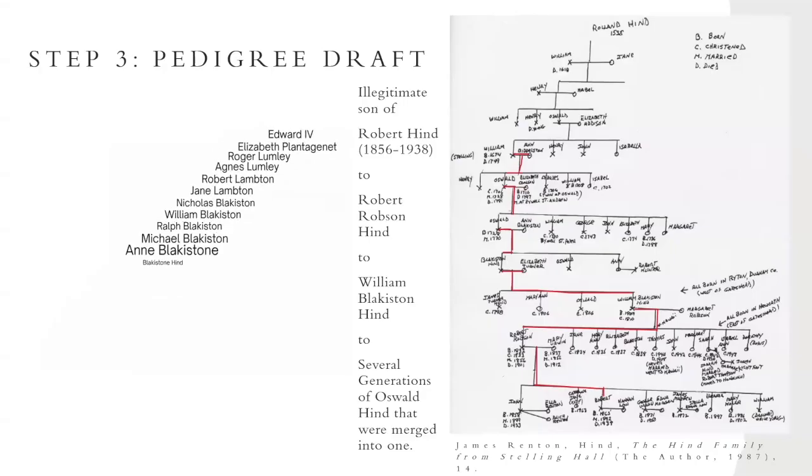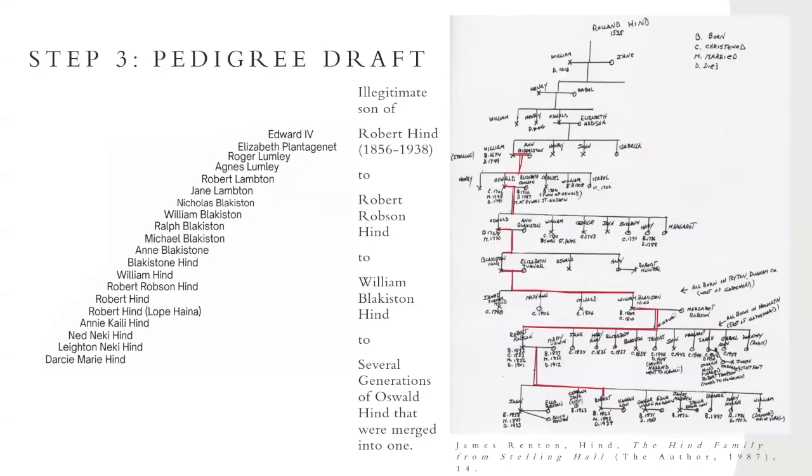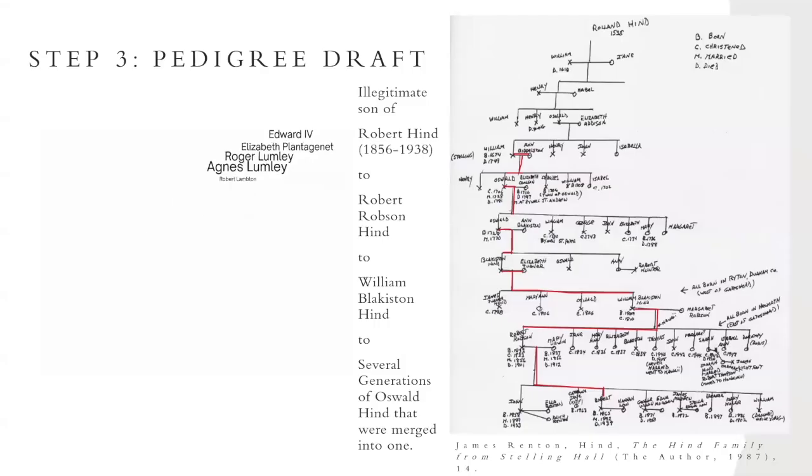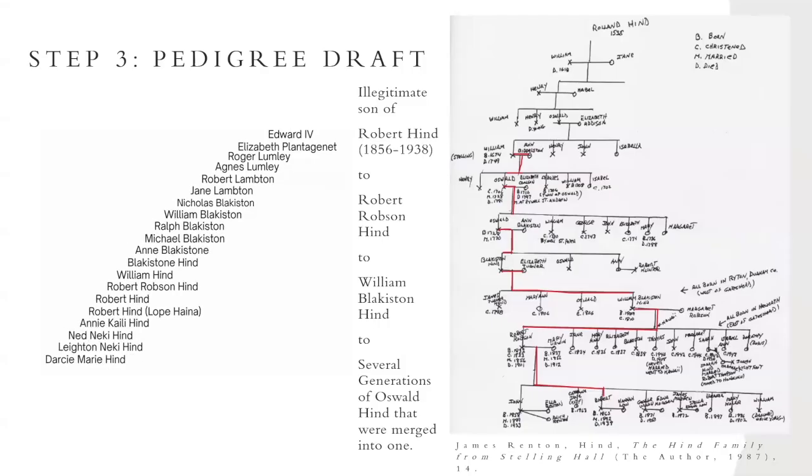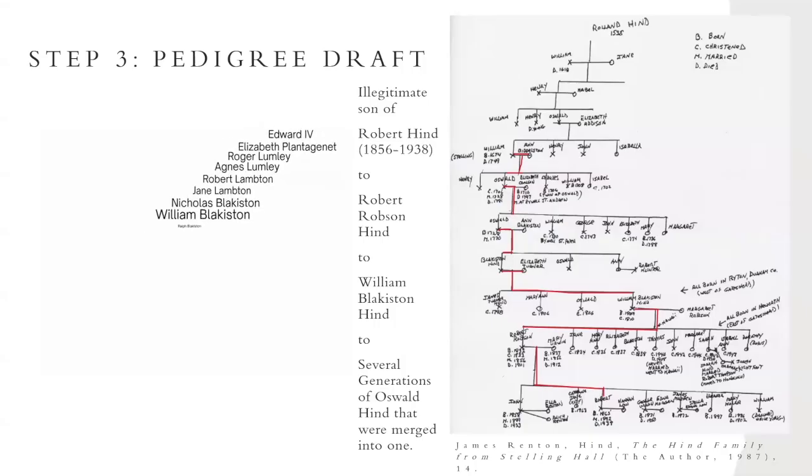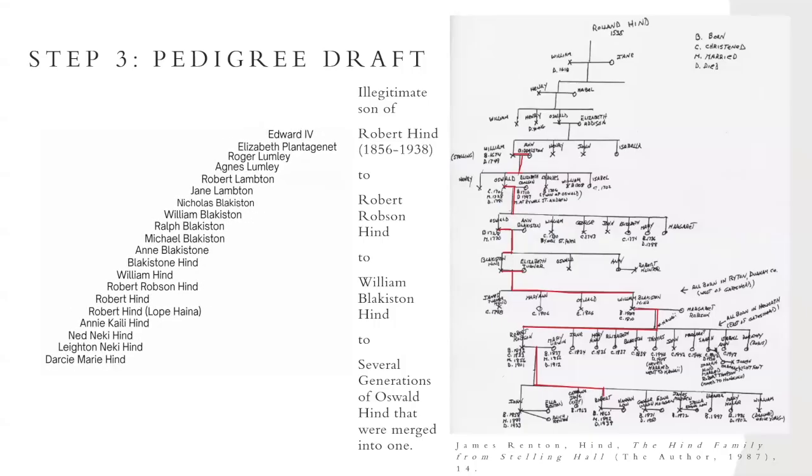One line was Blakeston, which connected to Lambton, which connected to a Lumley that supposedly married an illegitimate daughter of Edward IV. I went back and forth to various publications to cross-check the assertions. Were the links possible? Was there other evidence I would need to consult? I generated a research list for later. If the pedigree that I drew out was correct, I was 20 generations removed from Edward IV when I plotted it out.